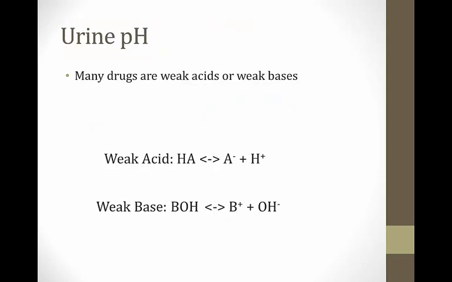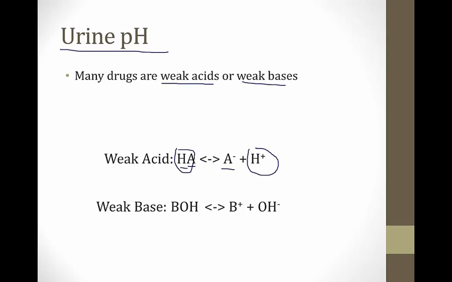Now let's talk about a very simple but high-yield topic for Step 1, and that's how urine pH affects the elimination of drugs. You should know that many drugs are either weak acids or weak bases. So a weak acid is a drug that likes to give up a hydrogen atom. So it's some anion A and a hydrogen atom connected together, so we call it HA, and it can fall apart and become the anion plus a hydrogen molecule, like what I've shown right here.